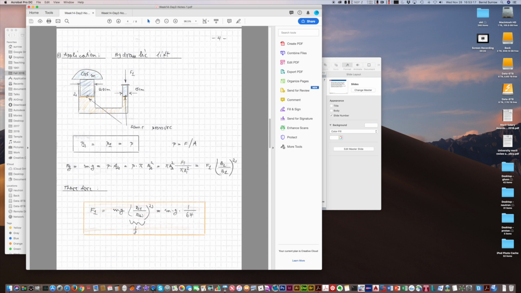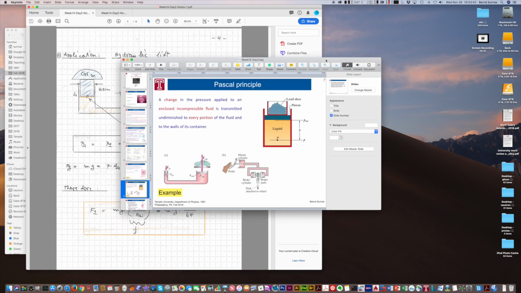Now R1 is much smaller than R2 here. If we calculate this ratio here, this would be 1/8. So therefore it is mg, which would be quite a lot for a car, divided by 64. So you apply a force of a 64th of mg. So that's the principle of a hydraulic lift here, in fact. And a similar principle is used then for a brake system.